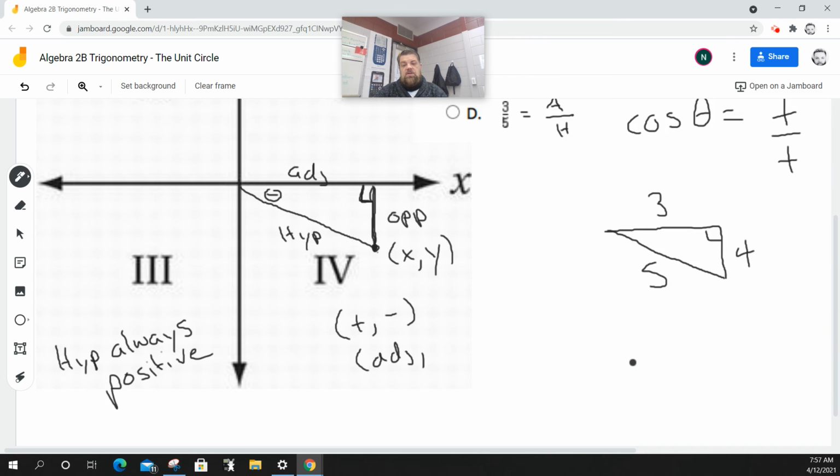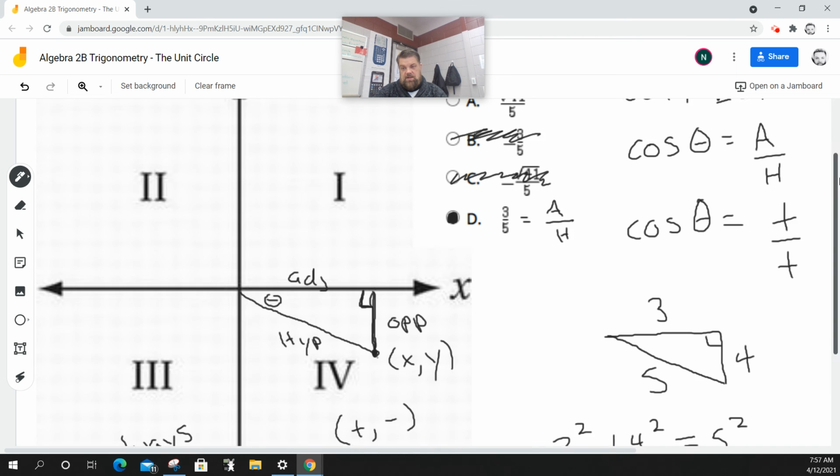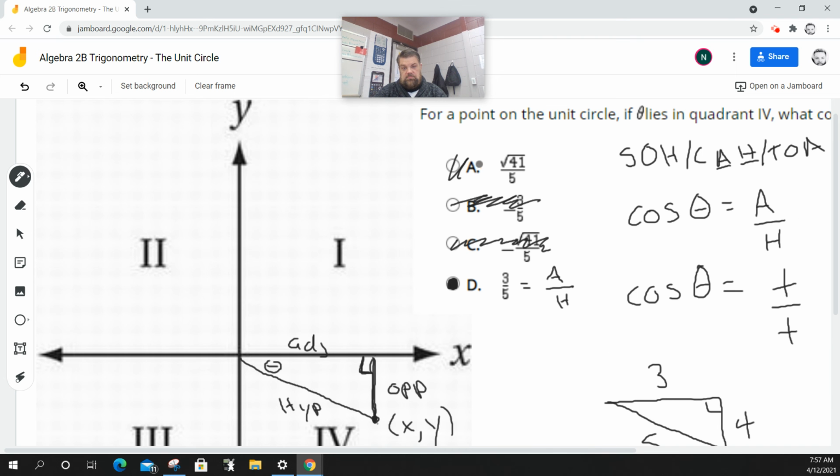Now, how do I know that that works? Because if I use the Pythagorean theorem, 3 squared plus 4 squared equals 5 squared. Well, what is that? 3 squared is 9, 4 squared is 16, and 5 squared is 25. And that's true. So D is the correct answer. Now, if I were to try to do the same thing for A, it won't work out nicely. And that's it.